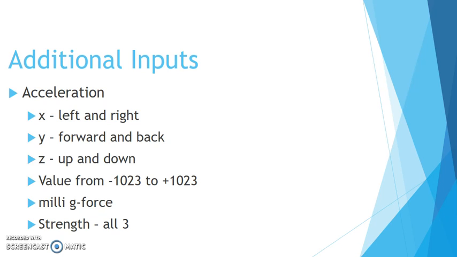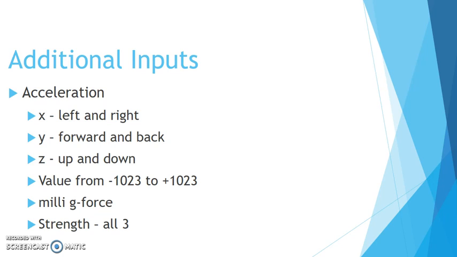So if we look at acceleration, there are a number of different things that we can check with acceleration. So we can get the acceleration x value, which is for left to right. We can get the y value, which is forward and back. We can get the z value, which is up and down. And these values are in milli g-force. And the value goes from minus 1023 to plus 1023.